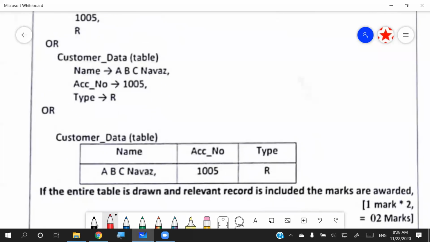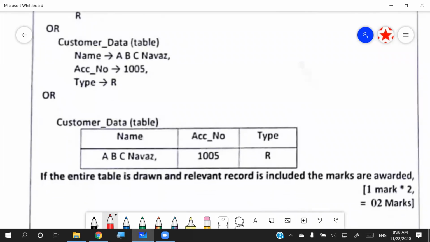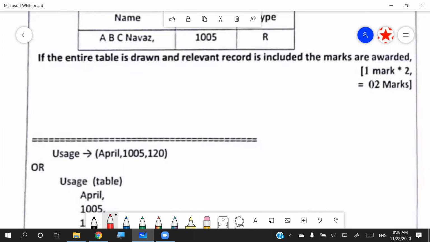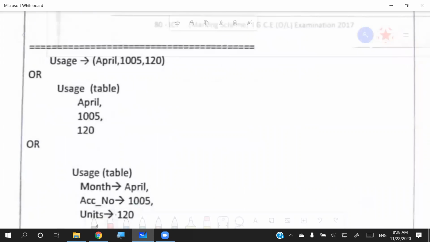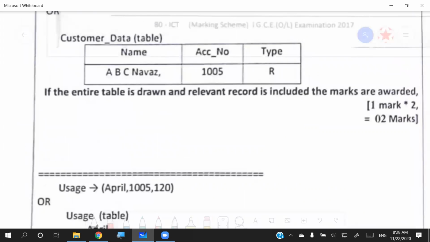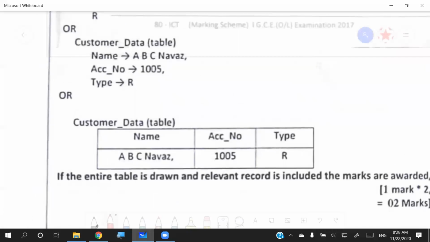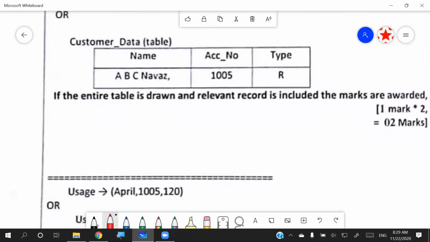Otherwise, you should draw the table and show how things have been happening, right? Even for the usage table. So here they have given 2 marks for that, by mentioning the table name and drawing the structure correctly, right? It's better you go in this manner.